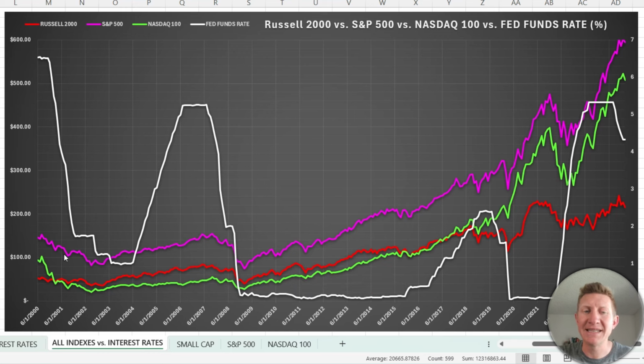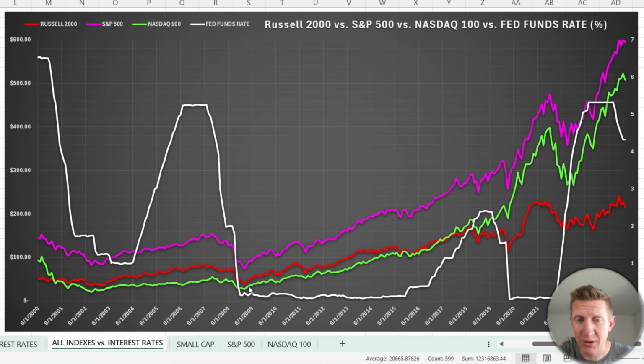Now from here, what we can see is that assuming all the money came in the year 2000, all of them grew, obviously, but at the same time, the S&P 500 experienced the most growth compared to the NASDAQ 100, and then the Russell 2000 was much lower. But what we'll notice is these trends here, right? We're still seeing a trend that all three indexes are growing during this rising interest rate environment here.